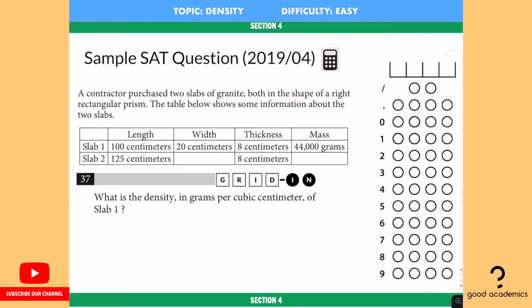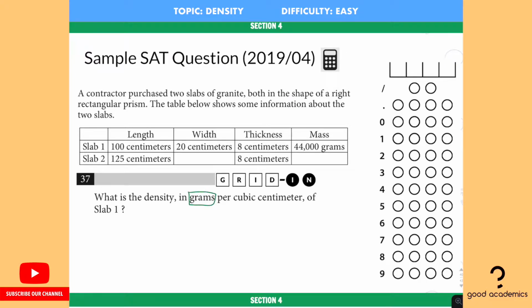And what it's saying here for the first question, what is the density in grams per cubic centimeter of slab number 1? You should know the equation for density, which is mass over volume. Now, if you say, I forgot about the equation for density, which you shouldn't, but if that actually happens or your mind just blanks out during the exam, let me give you a very good piece of advice.